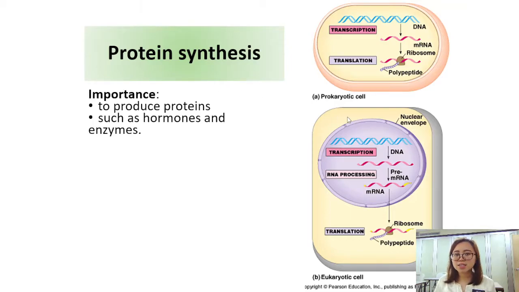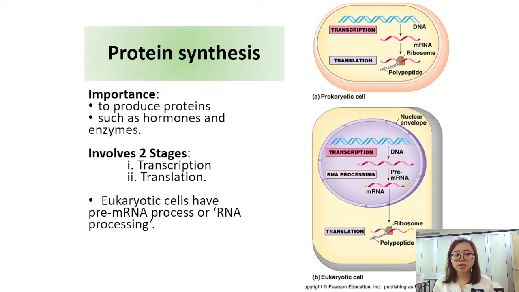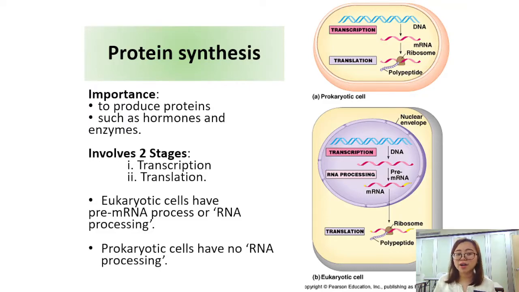Protein synthesis is quite important because this is the process that produces proteins, and these proteins are things such as hormones and enzymes, which play a huge role in our body functions. Protein synthesis itself involves two stages. So we have the transcription stage and the translation stage. Eukaryotic cells, like yours and mine, have pre-mRNA process or RNA processing, whereas prokaryotic cells have no RNA processing.